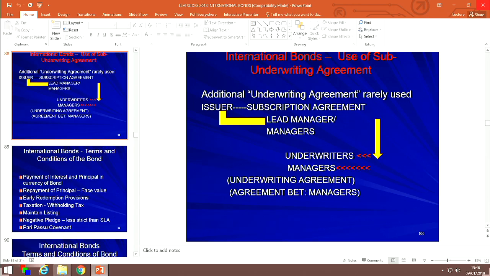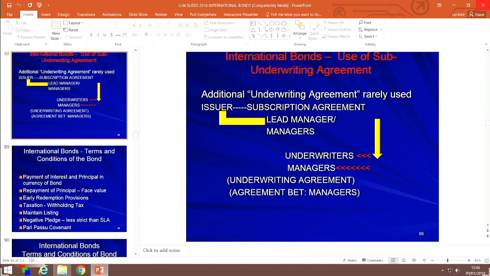So if you think about the cascade that's going to happen once you've got a sub-underwriting agreement, the issuer will trigger its rights under the subscription agreement to say, now, you, lead manager, take up and pay for the 20% of unsold bonds. Lead manager at that point has got an option. It can go directly to the agreement between managers and say, right, I'm calling on you guys to take up and pay for pro rata shares of the unsold bonds.